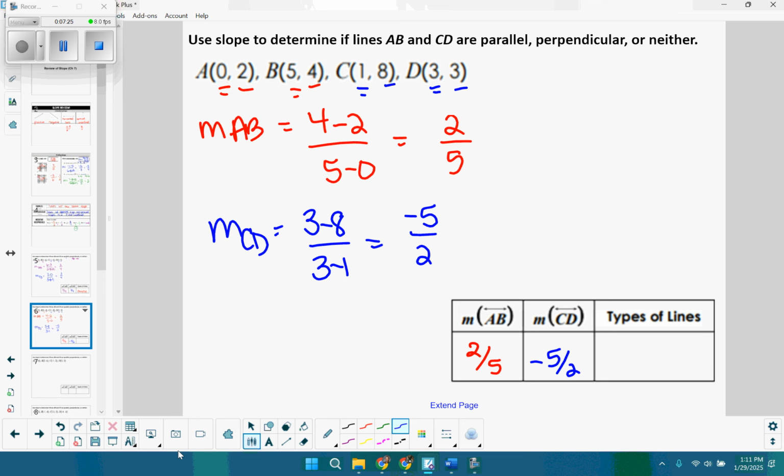So looking at my two slopes, one is positive, one is negative, so they're opposite signs, and 2/5 and 5/2 are the reciprocals. So these lines are perpendicular. You can either write the word or use the symbol. Remember, our symbol looked like an upside down T.